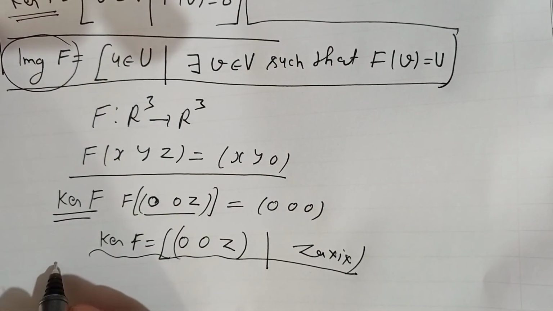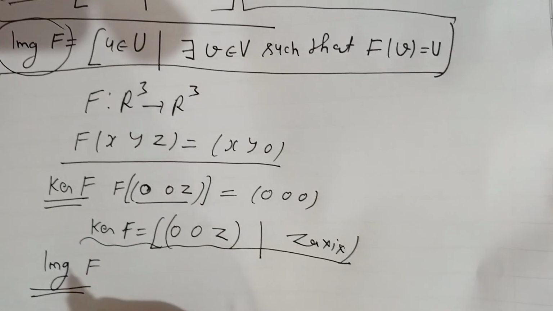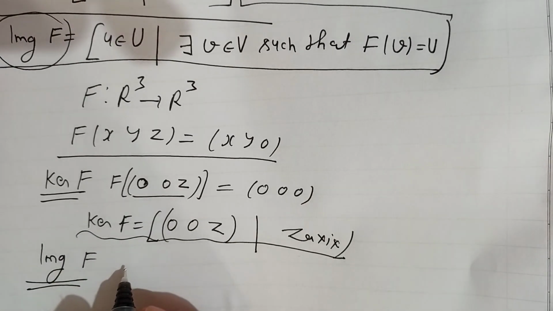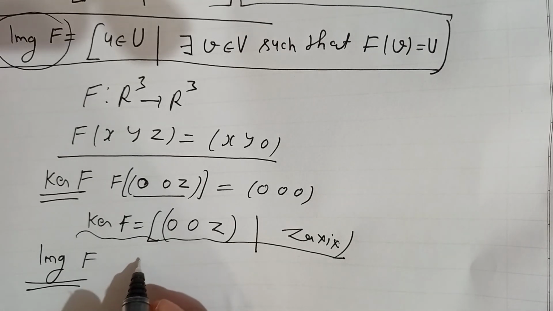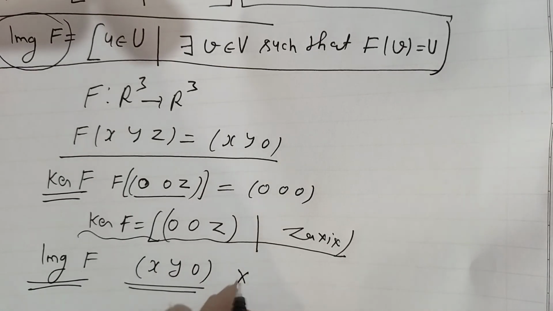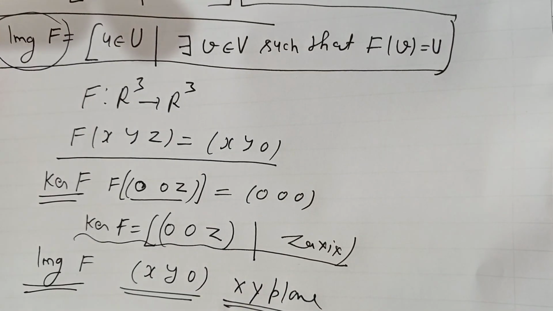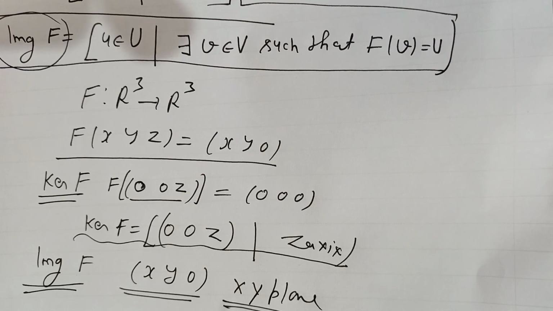And what is the image of f? Image of f is, if you take any point in the xy plane, this is your (x, y, 0), meaning the xy plane. So all the vectors of the xy plane form the image of f and all the points of the z axis form the kernel of f. So this was the definition of kernel of f and image of f.